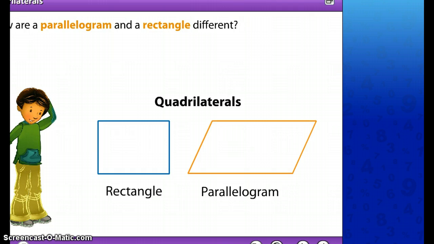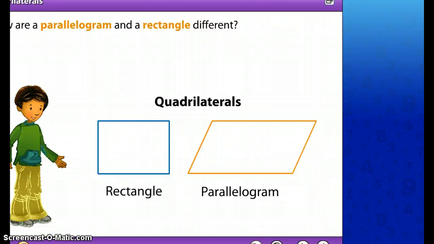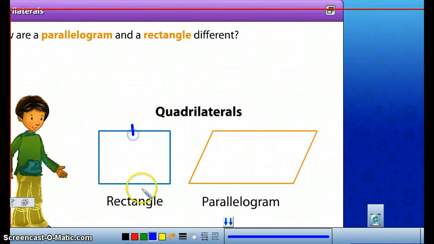How are a parallelogram and a rectangle different? Now, it just told us all rectangles are parallelograms because this side is equal to this side, it's parallel to this side, and this side is parallel to this one. That's a parallelogram. So both of them have two opposite parallel sides. They're both parallelograms, but it said a rectangle is a parallelogram, but a parallelogram isn't a rectangle.